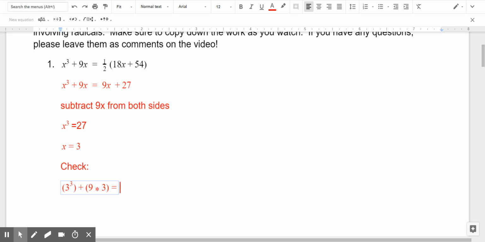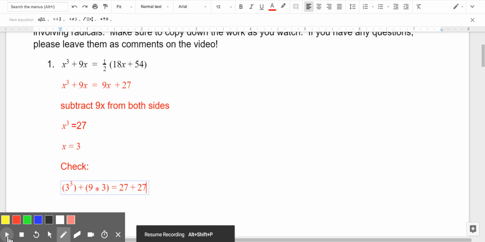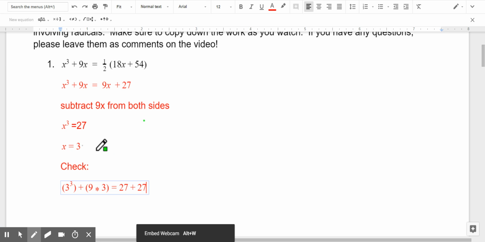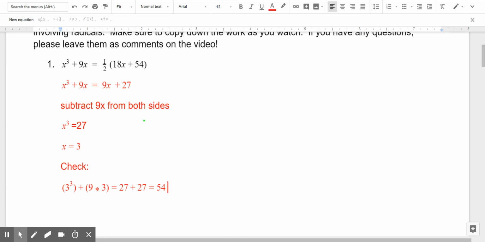Let's see what that equals. 3 cubed I know is 27. And 9 times 3, hey, that's also 27. And 27 plus 27 is 54. Excuse me. 27 plus 27 is 54. So now we just need to check that the right-hand side also simplifies to 54.